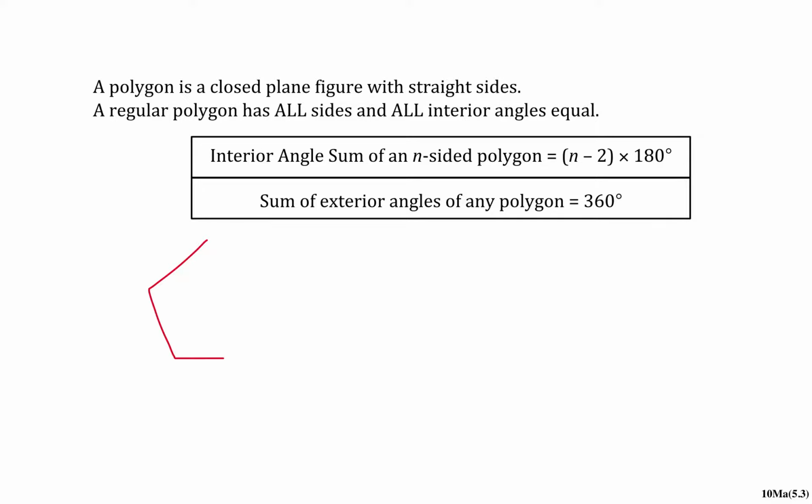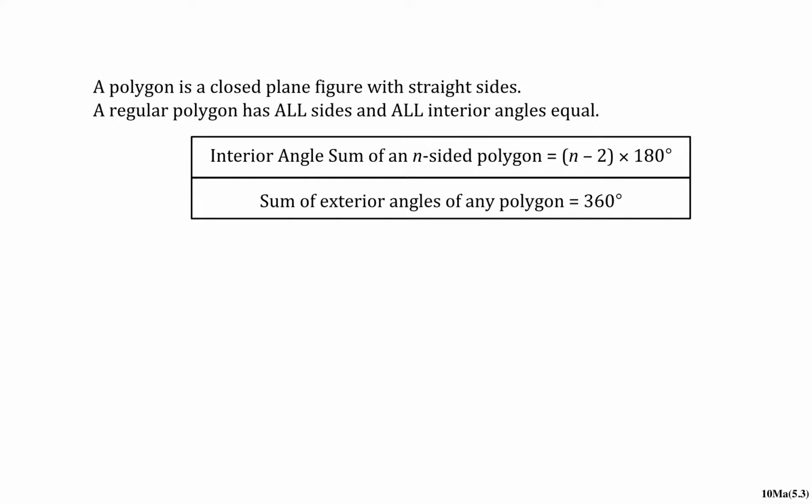If I drew a 10-sided shape, 1, 2, 3, 4, 5, 6, 7, 8, 9, 10, there's my 10-sided shape. All those angles inside that will add up to 8 lots of 180 degrees. We'll do some examples in a moment to clarify that anyhow.